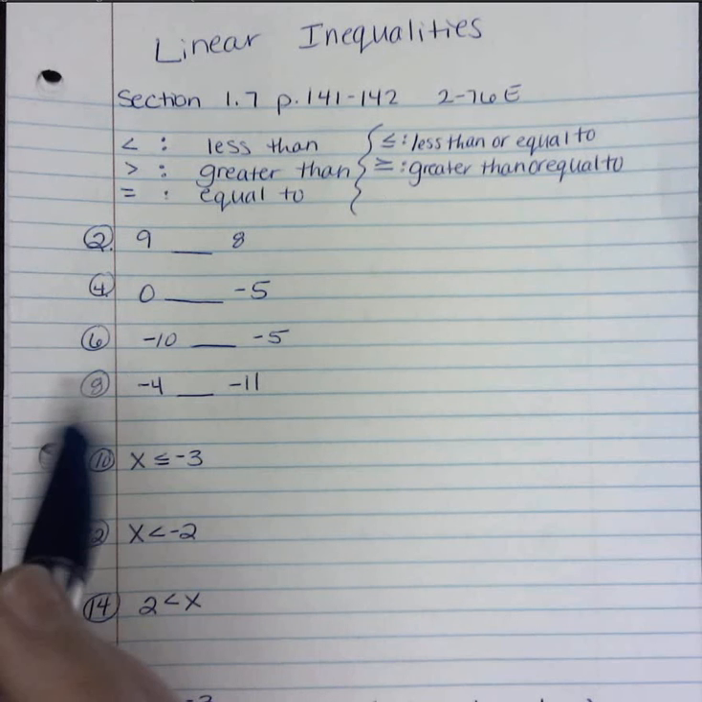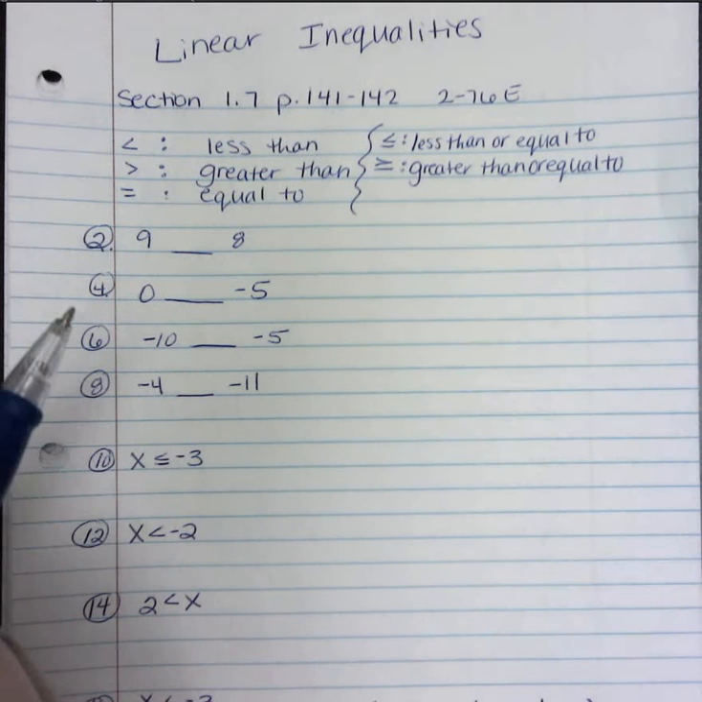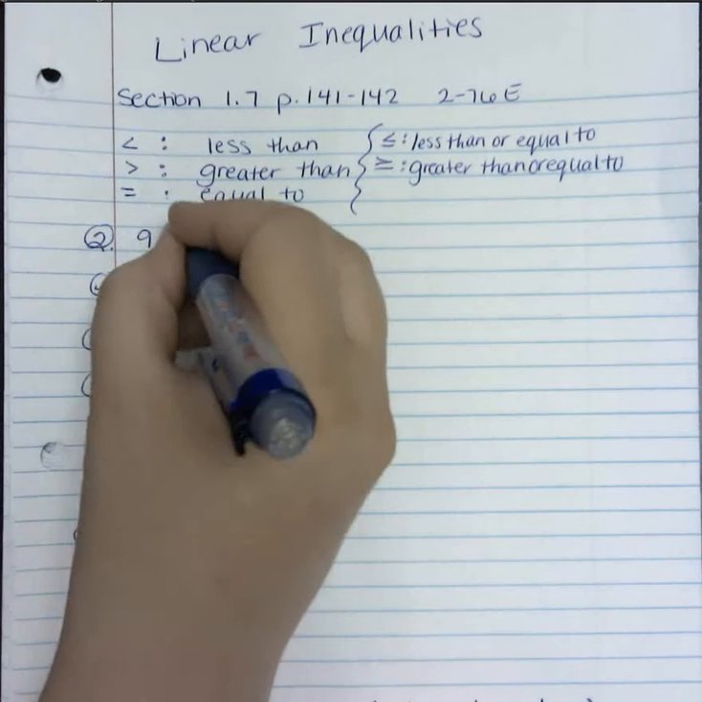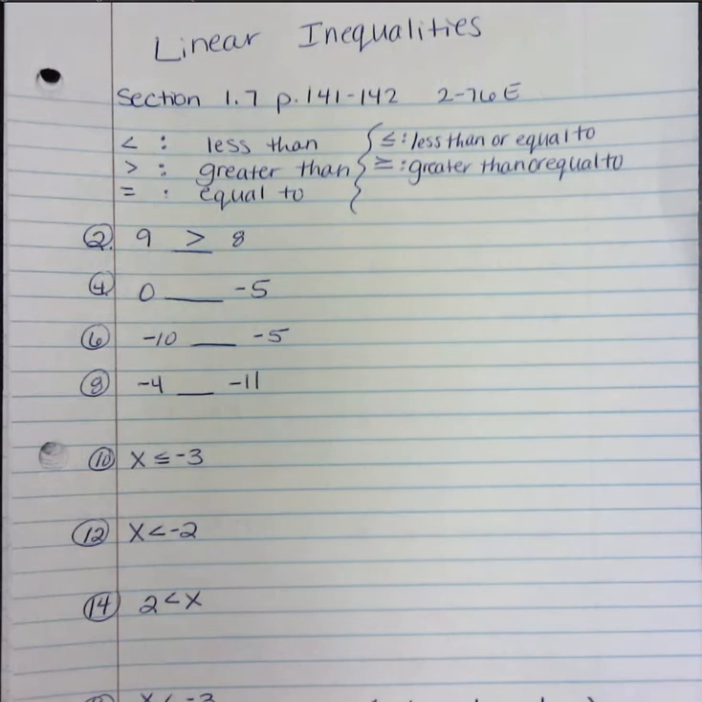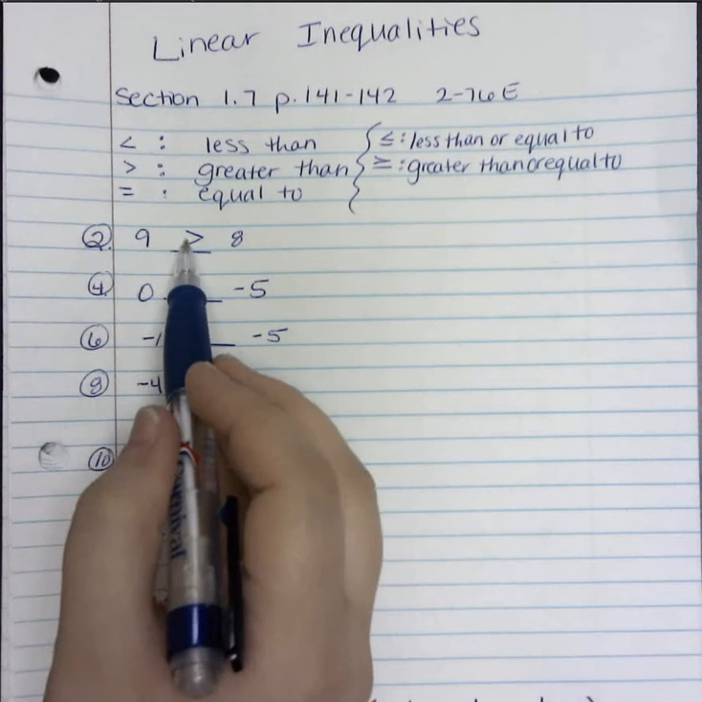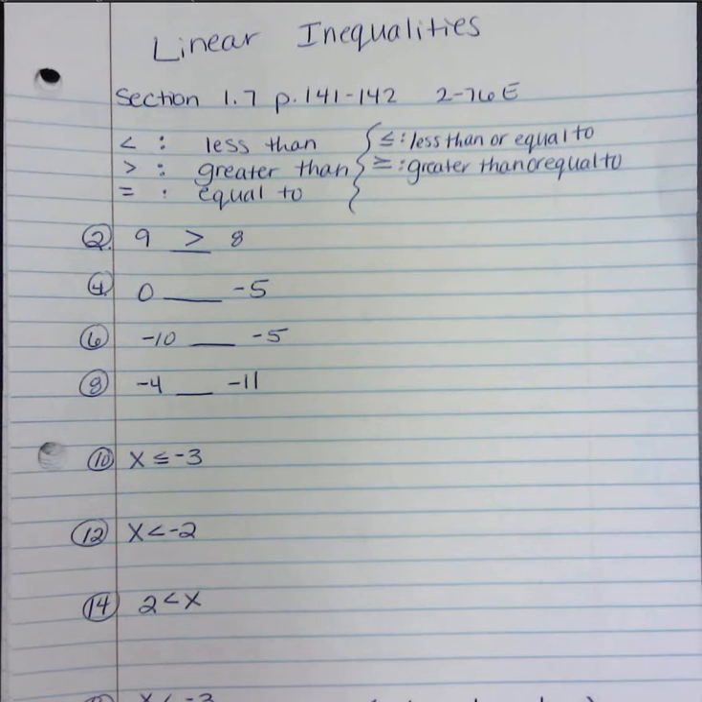All right, so on problem numbers 2 through 8, they're asking us to complete the statement using the symbol less than or greater than. So we have to determine which number is smaller and which number is bigger. Between the numbers 9 and 8, we know that 9 is greater than 8. If it helps you, you always want this open end to be facing whichever number is larger. That helps you at all.